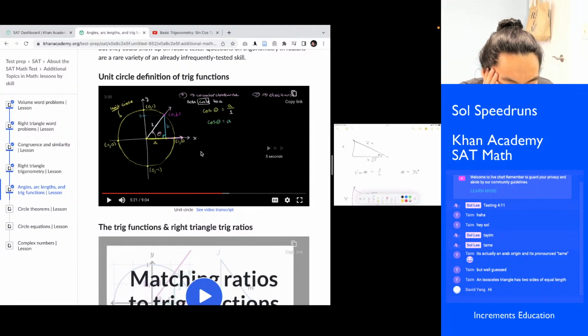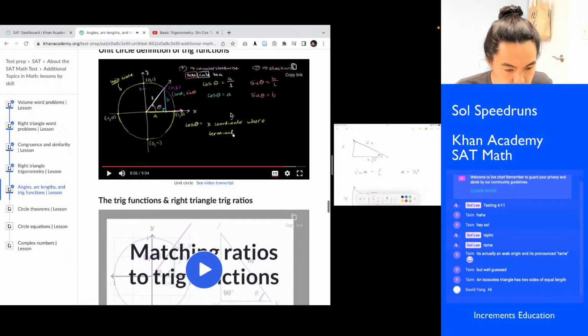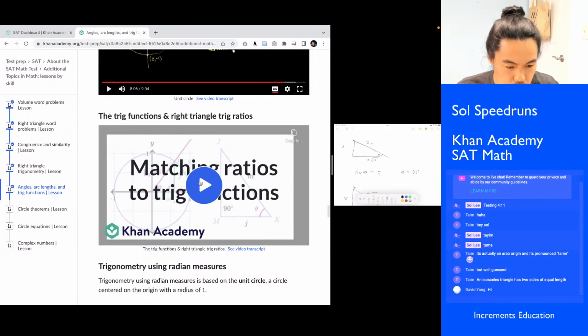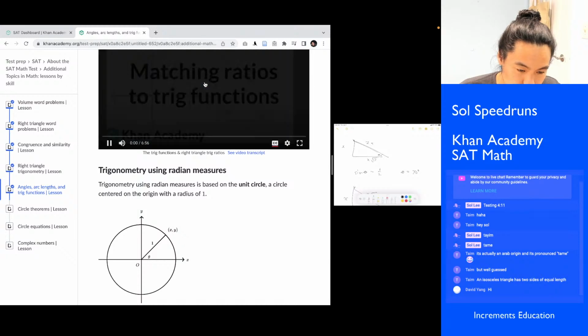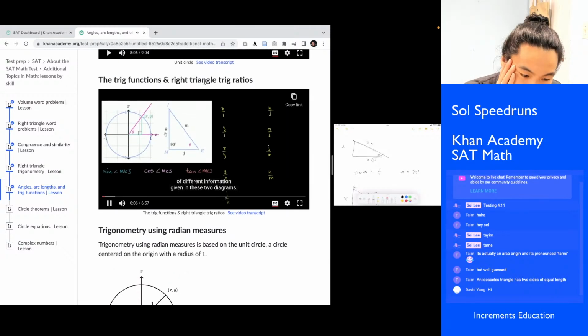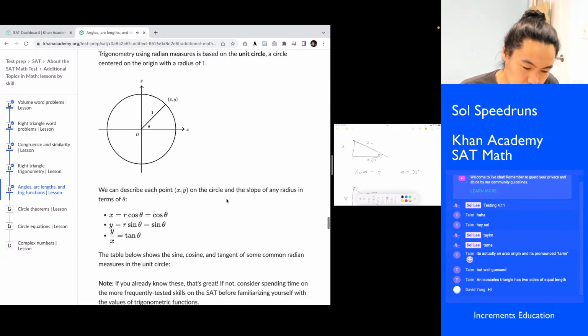But what am I learning through this? What is the unit circle, man? I don't know what the unit circle is. I feel like I already went over all this earlier when I looked up SOHCAHTOA. So I'm going to move on. I think I'm good. Matching ratios? I feel like I should know ratios, right? No, I don't need to do this. I'm good. Thank you.